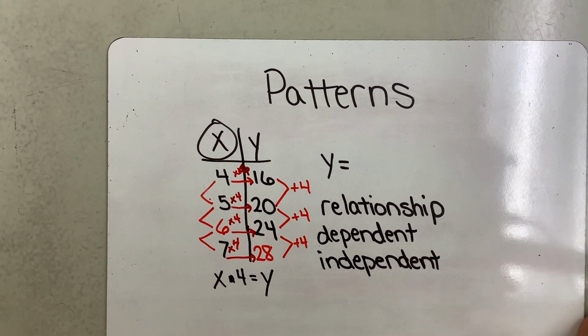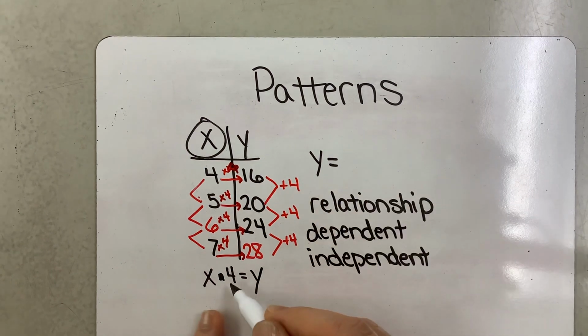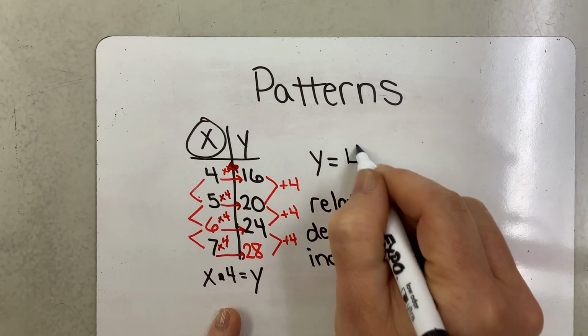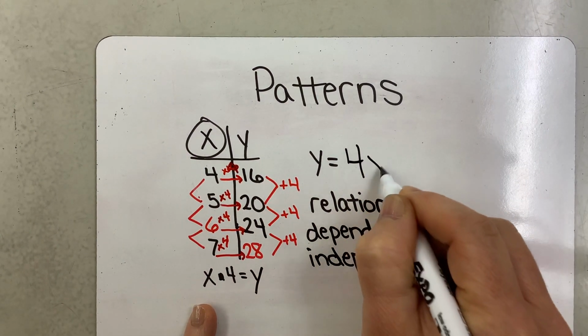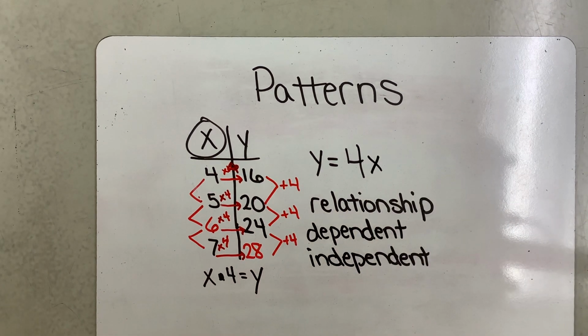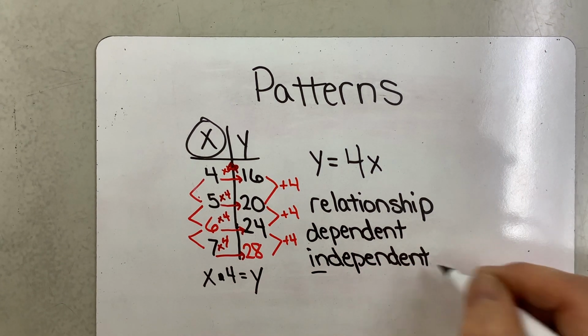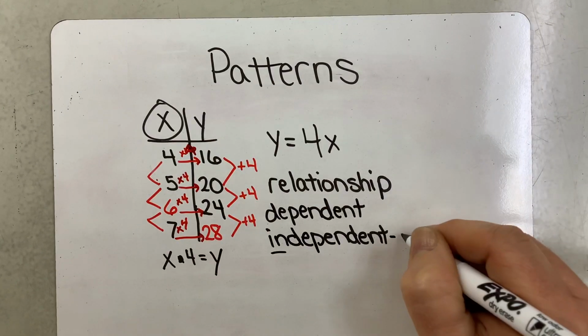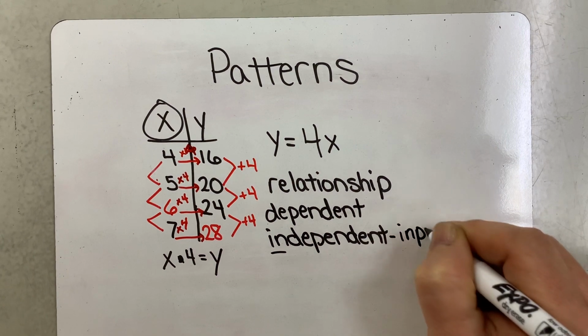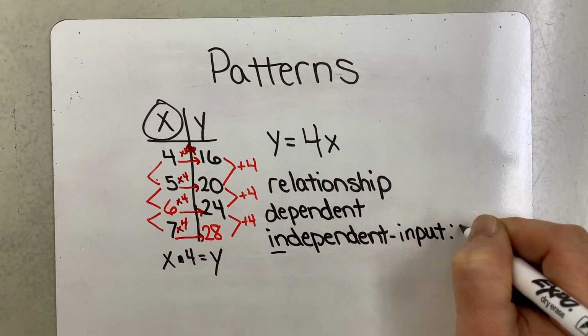Now, the better way to write this is y equals, we always put our coefficient first, which is our number, and then our variable. We've also talked about what x is the input, or it's independent. So this is our x term.